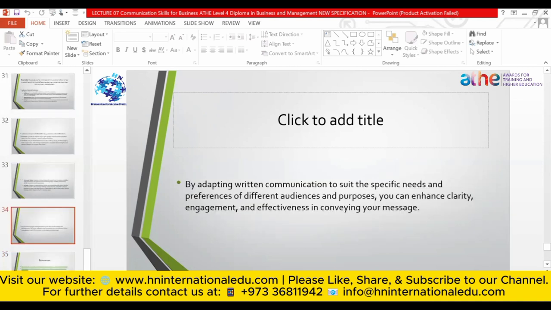By adapting written communication to suit the specific needs and preferences of different audiences and purposes, you can enhance clarity, engagement, and effectiveness in conveying your message. When we adapt these qualities and techniques, what is going to happen? Our written communication is going to be more clear. We are going to engage the audience, and whatever message we want to convey is going to be effective at the same time.